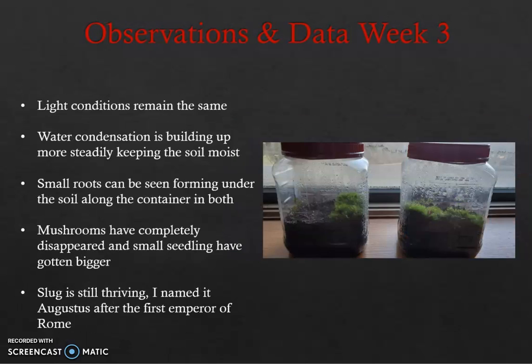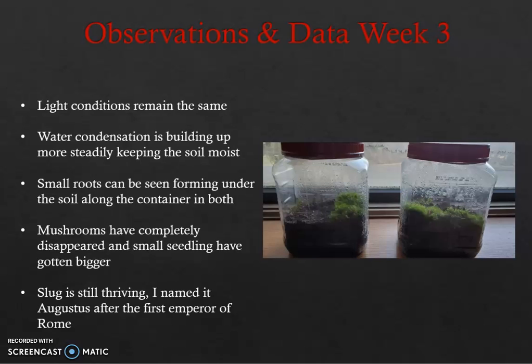Observations for week 3. Light conditions have steadily remained the same. It's still super cloudy here in southeast Alaska. It's still about 6 hours of daylight. It's all natural, though. Water condensation is building up more steadily now, so that water cycle's in full scope now. Small roots can be seen on the outer layers of the soil along the edges of the container, so photosynthesis is starting to do its thing.